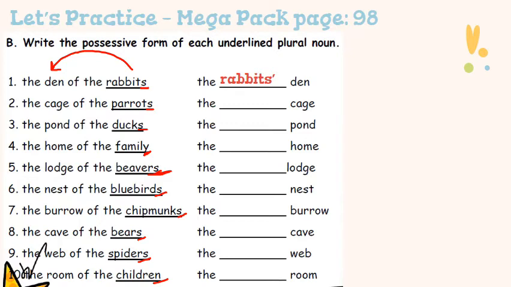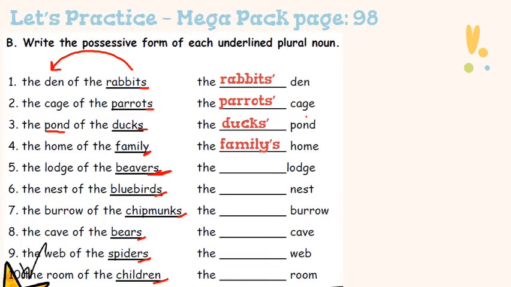The cage of the parrots. These parrots live in a cage. Parrots, they are plural. So I should say what? Parrots' cage. The pond of the ducks. These ducks are probably swimming in a pond. So we say the ducks' pond. It means the pond of the ducks. The home of the family. This is what? The family's home.